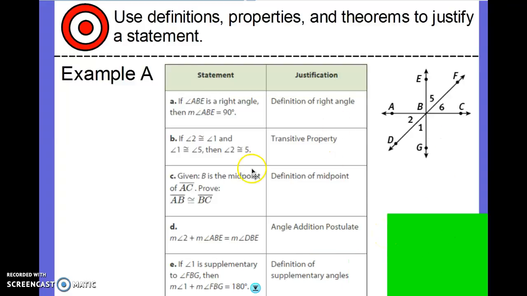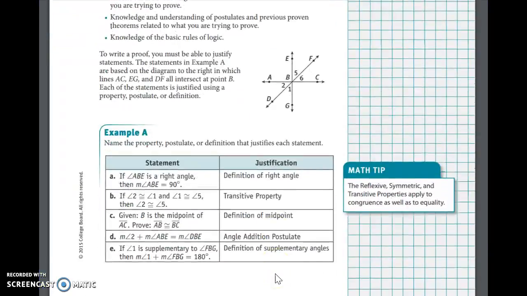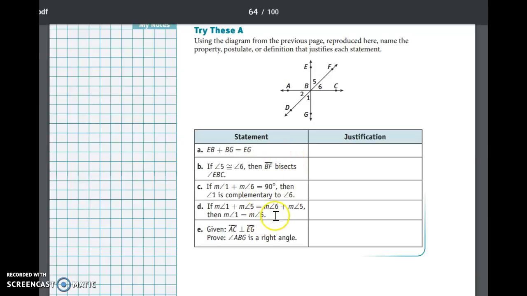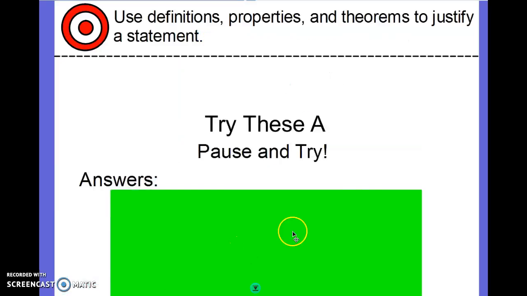Okay, all right, so this gives you an idea of what statements and justifications are. Go ahead and pause this video, literally pause it right now. Take out your headphones and then do the Try These A. So on your paper, scrolling down, these ones right here, okay? Go ahead and try reading through these statements, filling in the justification, and once you have that done, it'll probably take you 5 minutes or so. Turn the video back on and I will show you the answers.